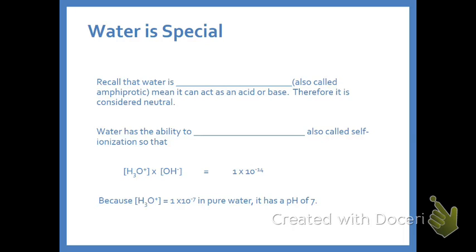Water is special. We talked about this when we were doing conjugates. Remember that water is something called amphoteric. That's the second time I've given you that definition, so it might be important. Sometimes it's called amphiprotic. They mean the same thing; someone just decided to give it a different name. But remember, that means it can act as an acid or a base. And water itself is neutral, because it has this ability to auto-ionize or self-ionize.